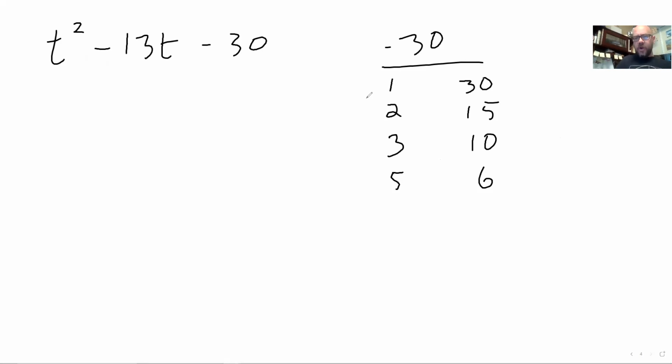So when I look through my list, 1 and 30 is not going to give me a 13. 2 and 15 can give me a 13, right? If I do 15 minus 2, that'd be 13. 3 and 10 can also give me a 13. If I do 3 plus 10, that would give me 13. 5 and 6 cannot. They can either give me a 1 or an 11, depending on whether I'm adding or subtracting.